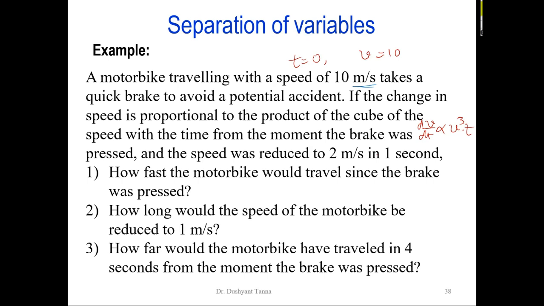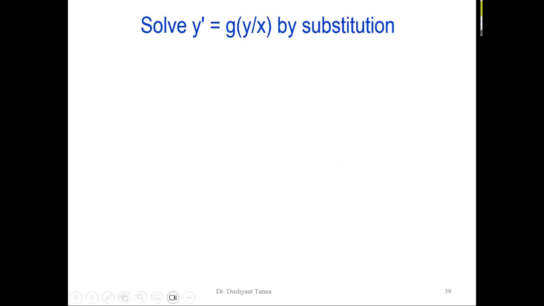Okay, how fast? So you are talking about in 1 second, when t is 1, v is 2. You're finding v of t here. How long? 1 second. So v is 1. You're finding the value of t here. And this is when I say when t is 4, from 0 to 4, you're finding the distance. Right. Let's start with the beginning.